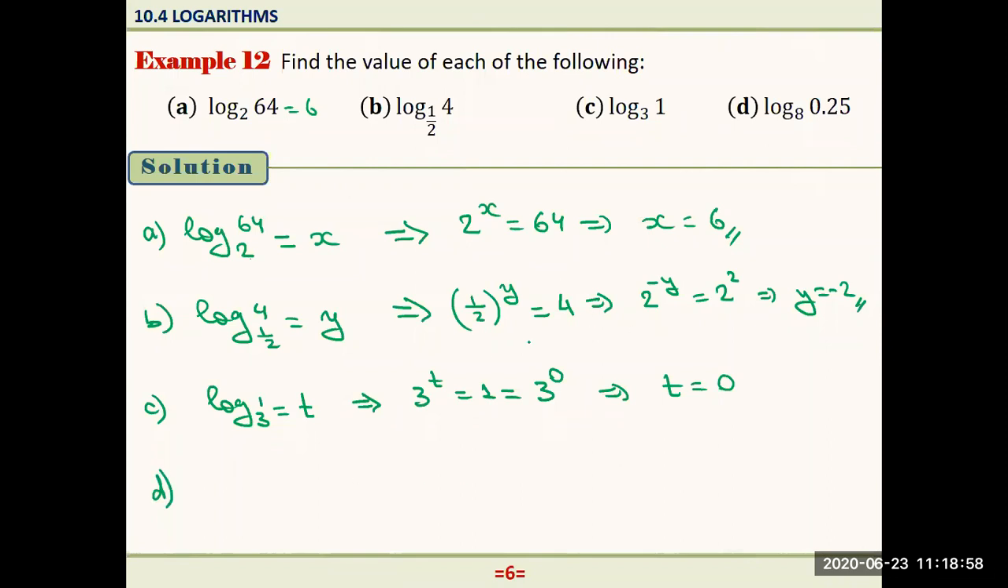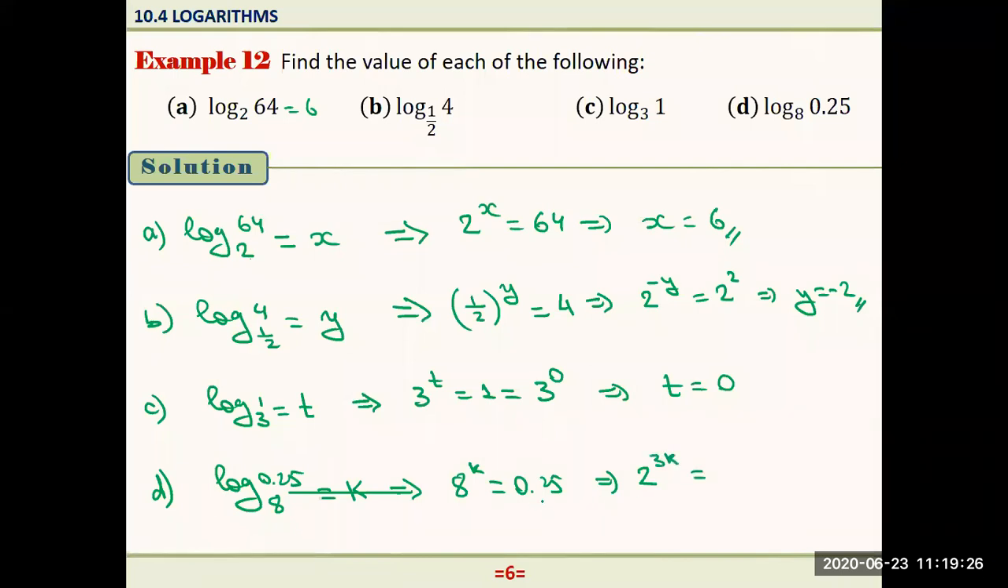D, logarithm of 0.25 to the base 8, that's equal to, let's say, k. So we have to find k. From here, 8 to the power k is equal to 0.25, right? And 8 is 2 cubed, so that is 2 to the power 3k.